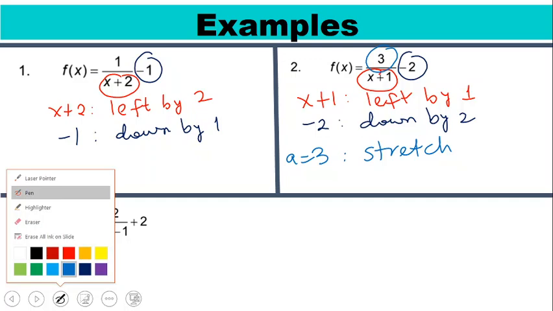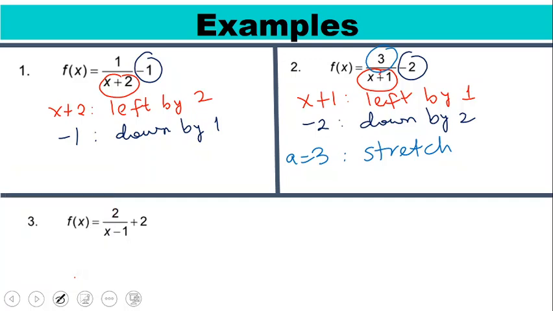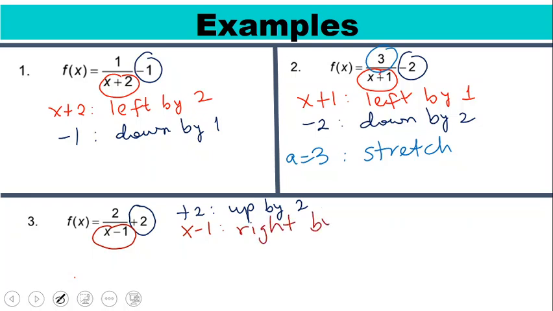Okay, did you get the answer to example number 3? Let's check. We have three changes too. We have this +2. This +2 is going to cause it to move up by 2. And the x minus 1 is going to make it move to the right. You remember, right by 1. And then the final change is A equals 2, and this is going to cause a stretch.